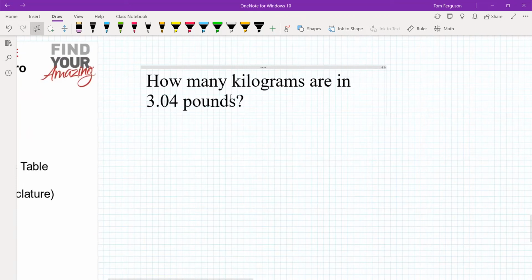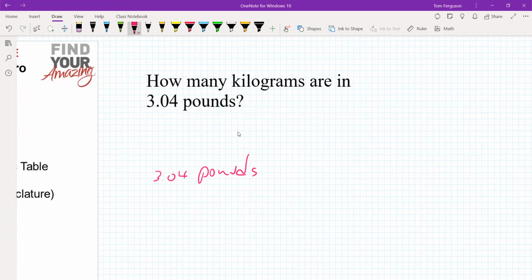Okay, so let's just modify this as how many kilograms are in 3.04 pounds. And we already know there's one conversion factor that's got grams in it and pounds, but not kilograms. So this is going to be a multi-step problem. So the first thing you want to do is you want to do the given on the left. We've already decided it's going to be a multi-step problem. So the first thing you need to do is cancel out the given.